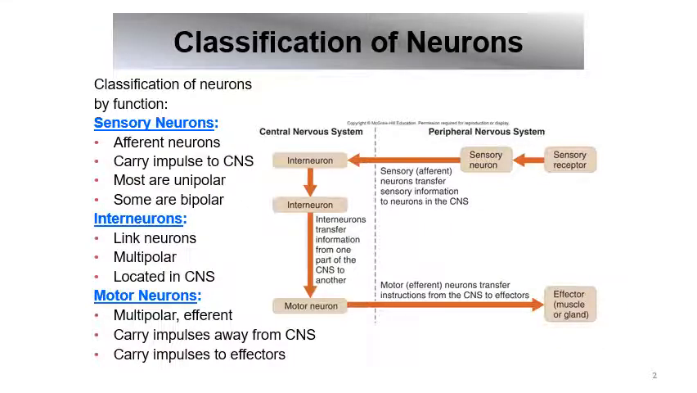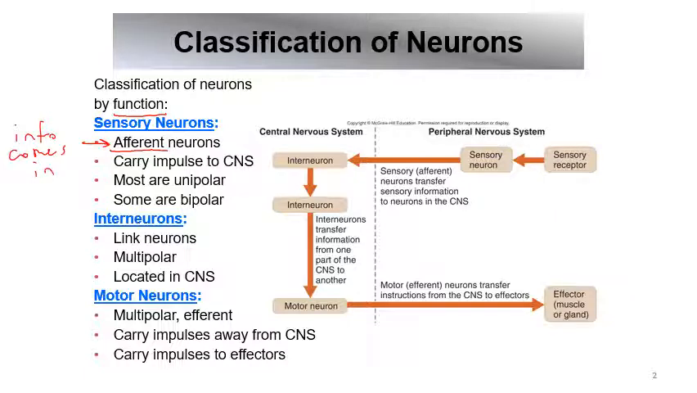Okay. So then the classification of neurons, this is really based on the function of neurons. And so sensory neurons are usually unipolar, some are bipolar. So sensory neurons, the other word for sensory is afferent. What this means is that the information comes in. So it brings in the information to the central nervous system.